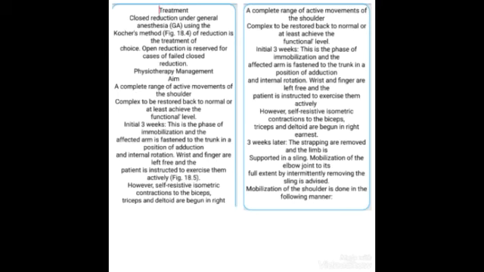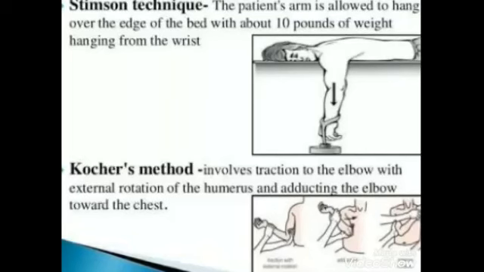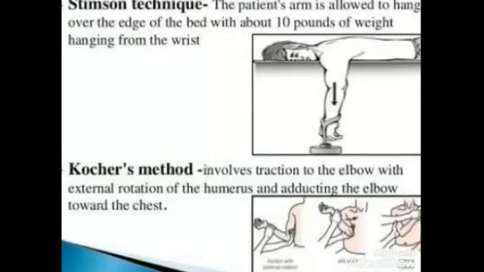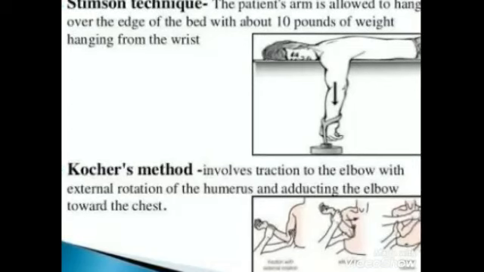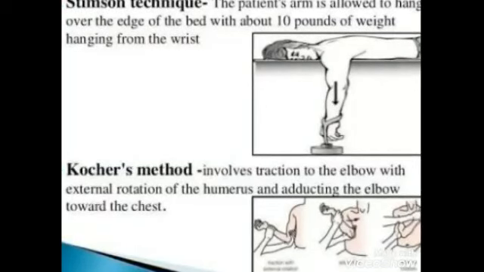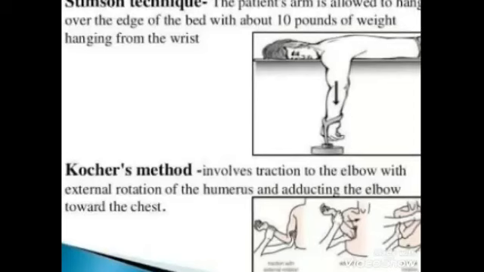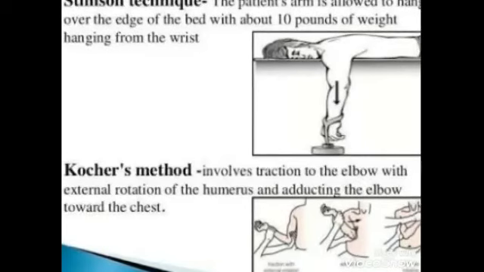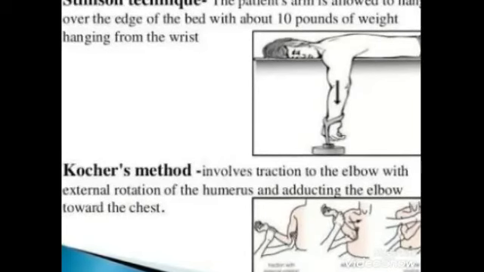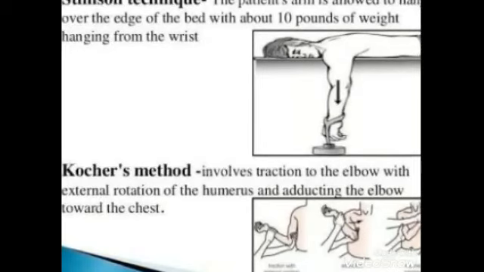Treatment. Closed reduction under general anesthesia, GA, using Kocher's method. Kocher's method of reduction of anterior dislocation of shoulder. The method consists of 4 important steps, mnemonic TERM: T, traction, longitudinal; E, external rotation; R, reduction; M, medial rotation.